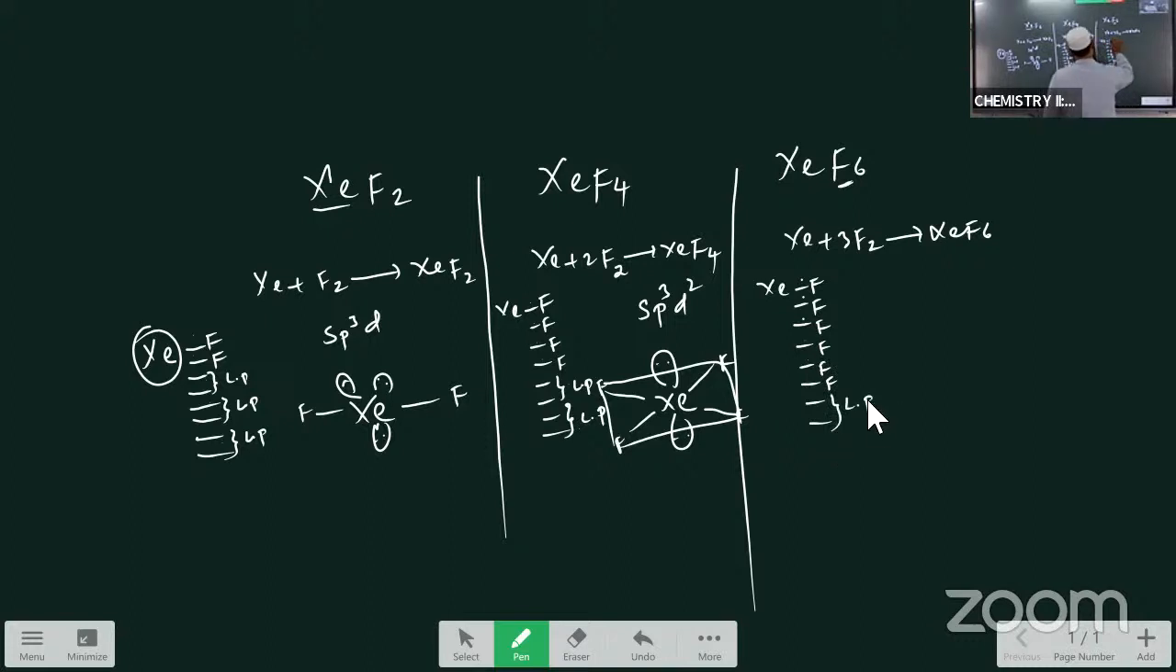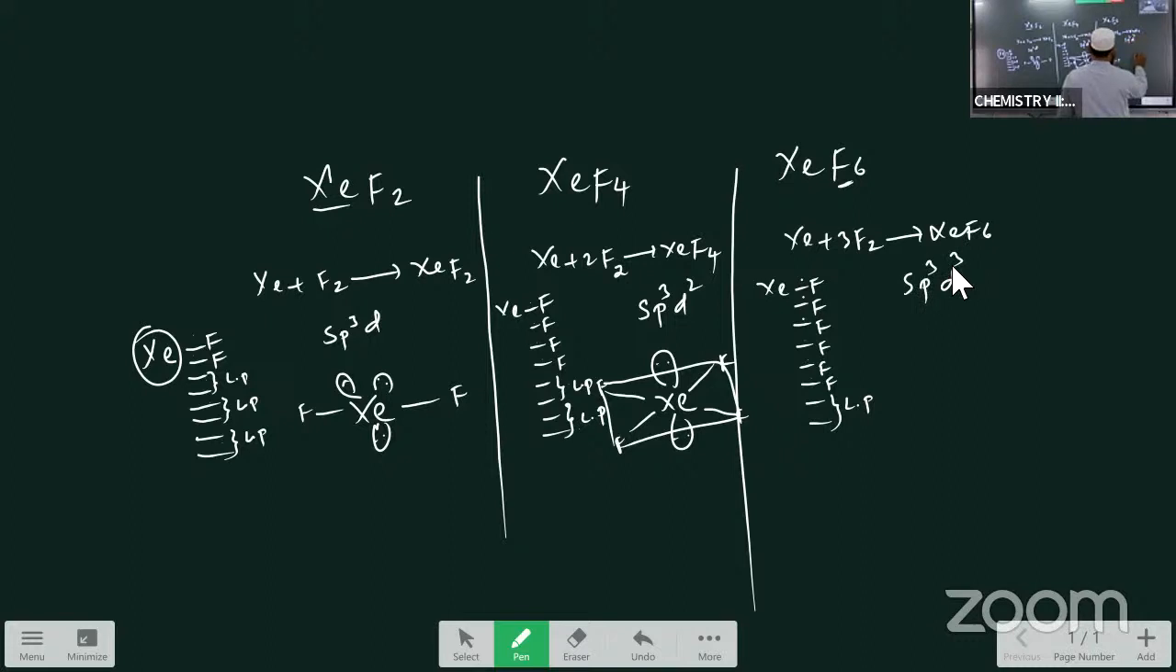That means how many electron pairs are there? 1, 2, 3, 4, 5, 6, 7. On the xenon 7 electron pairs are there. Among them 1 lone pair and the remaining are bond pairs. That means in this XeF6, xenon undergoes sp3d3 hybridization.